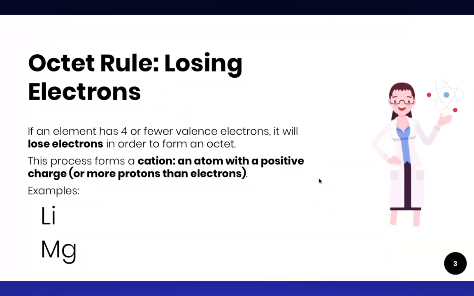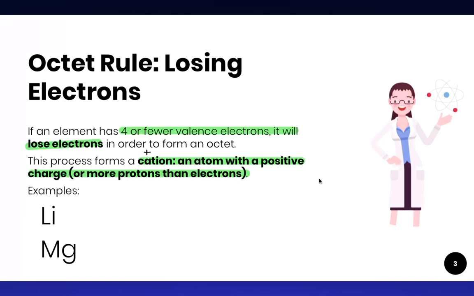The first way an atom will do that is by losing electrons. So if an element has 4 or fewer valence electrons, it will lose electrons in order to form an octet. In this process, the atom turns into a cation. Cat is just a way of indicating that it has a positive charge, so you can think of cat as plus. A cation is an atom with a positive charge, or more protons than electrons.